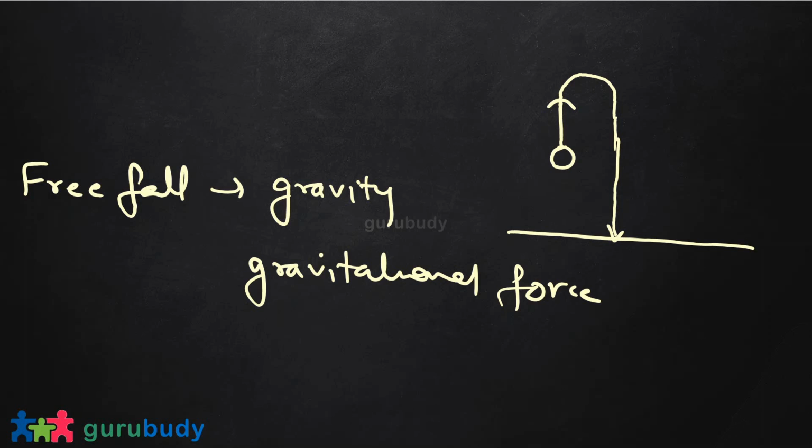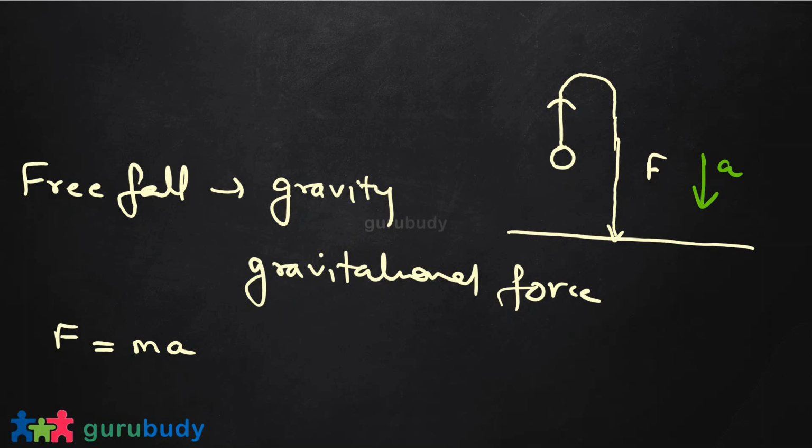Now, let's say the gravitational force is F. That force is acting on the stone, pulling the stone towards the earth. We know from Newton's second law that force is equal to mass times acceleration. If there is a force, there is an acceleration, and that acceleration would be in the direction of the force. So the acceleration would be in the downward direction.